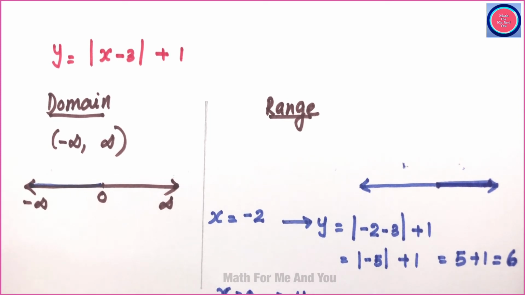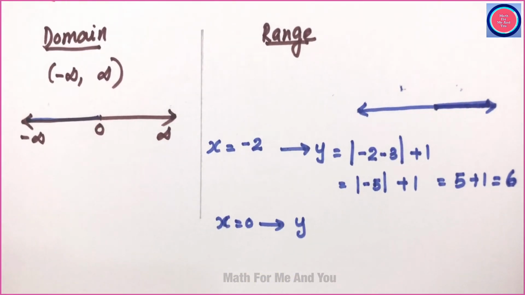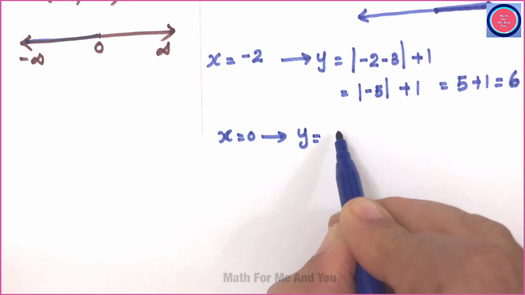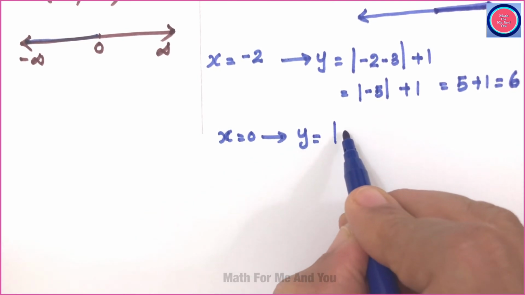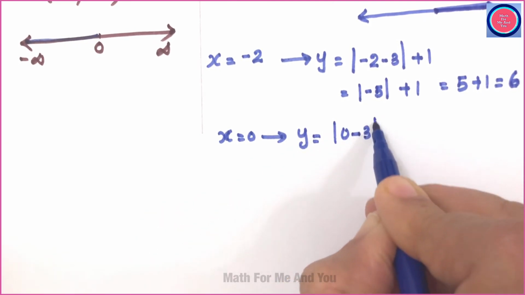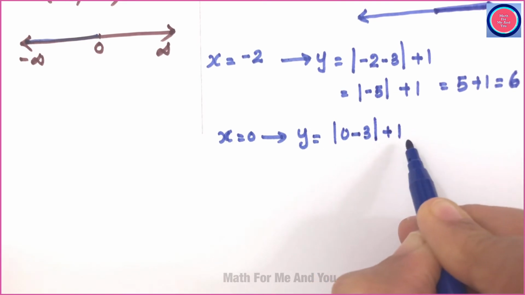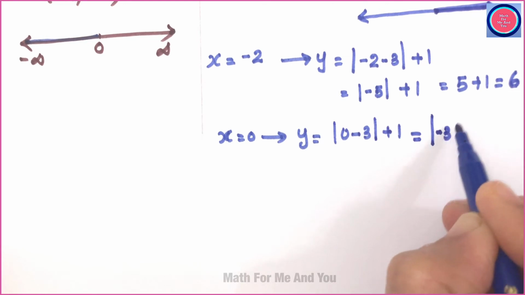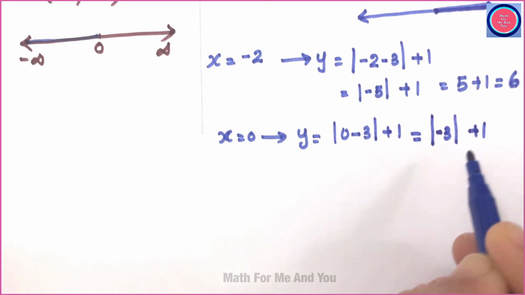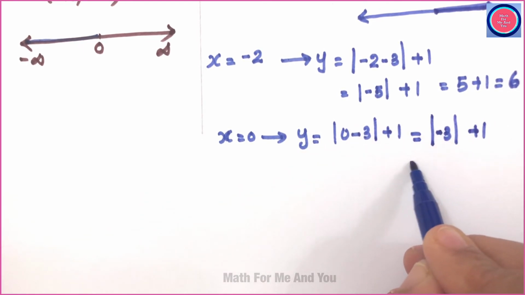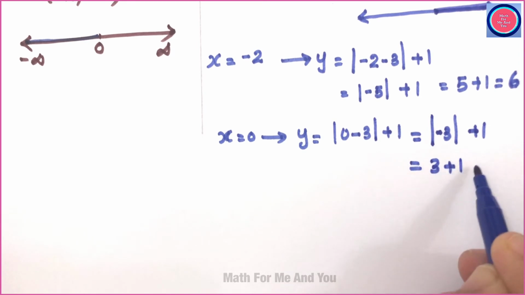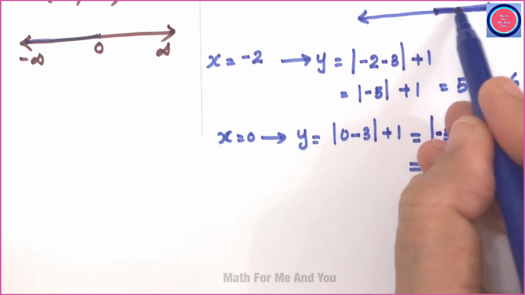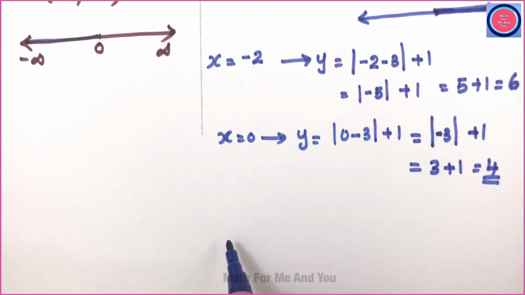Now we can select x equals 0. What answer we get for y? When x equals 0, y is equal to absolute value of 0 minus 3, and then we have to do plus 1. So what answer we get? Absolute value of 0 minus 3 is absolute value of minus 3, plus 1. That is 3 plus 1, so we get the answer 4. Again a positive number. When x equals 0, also we get a positive value for y.